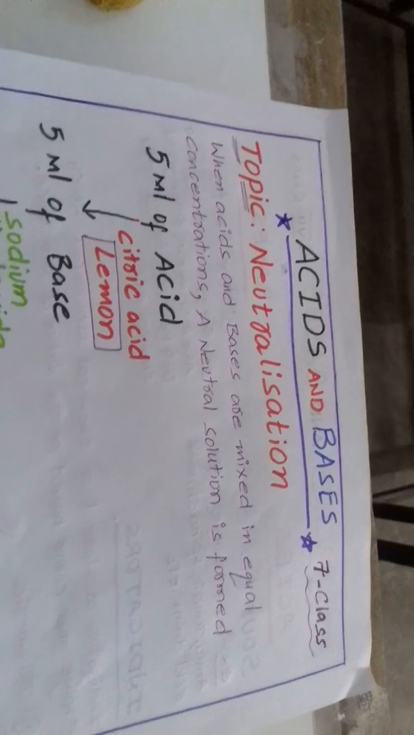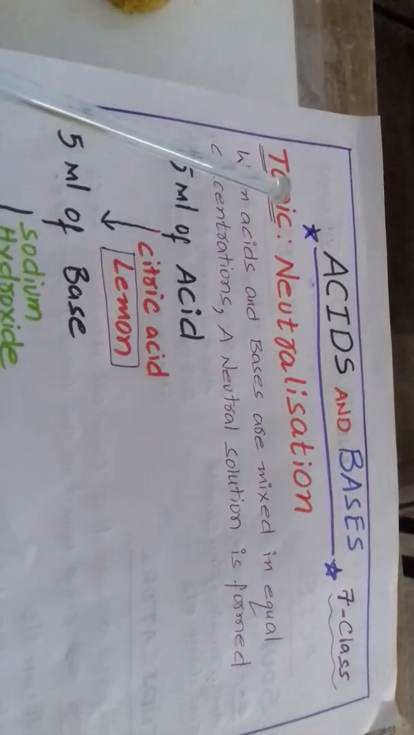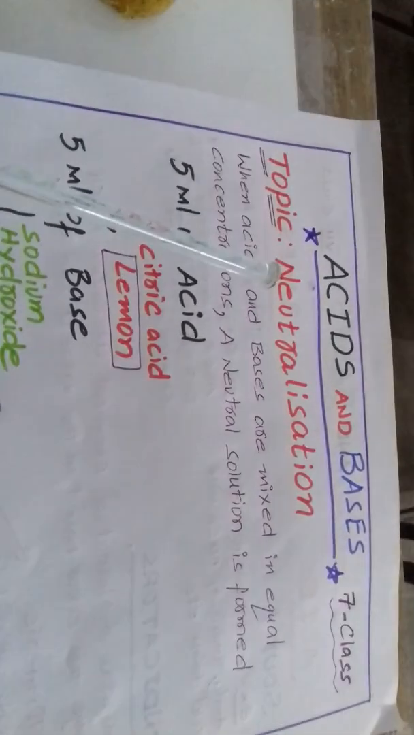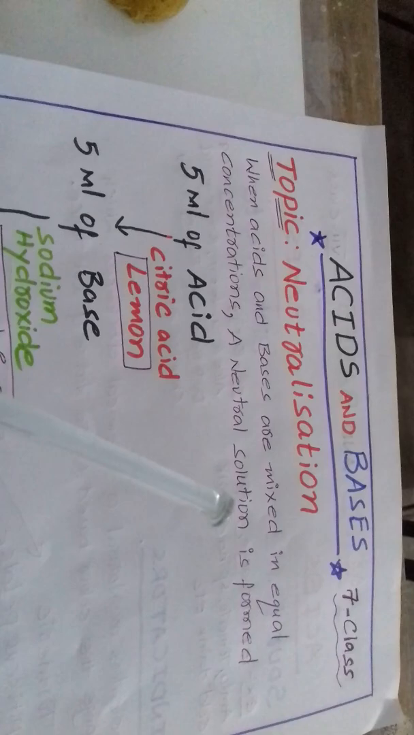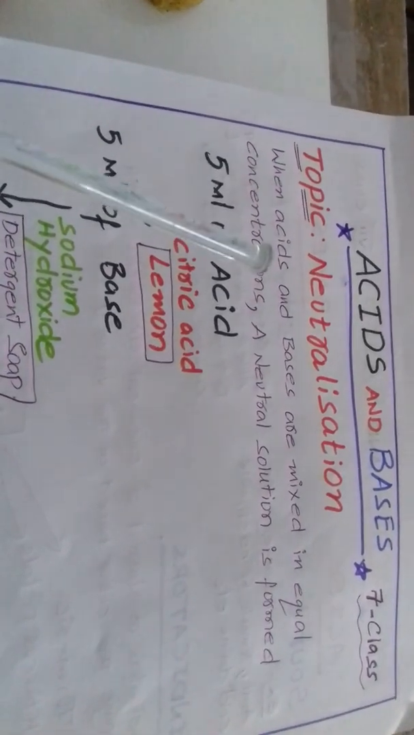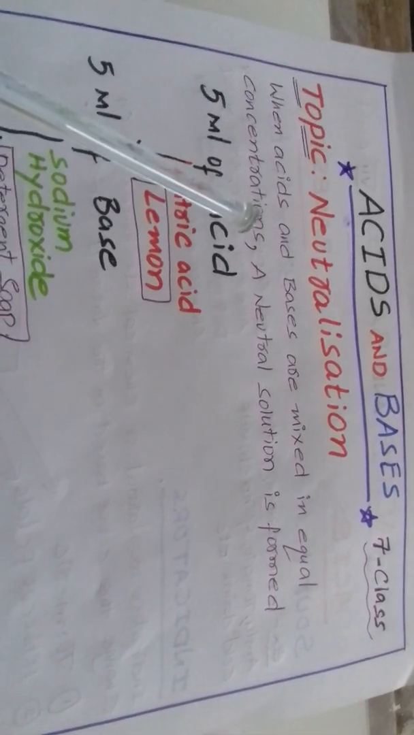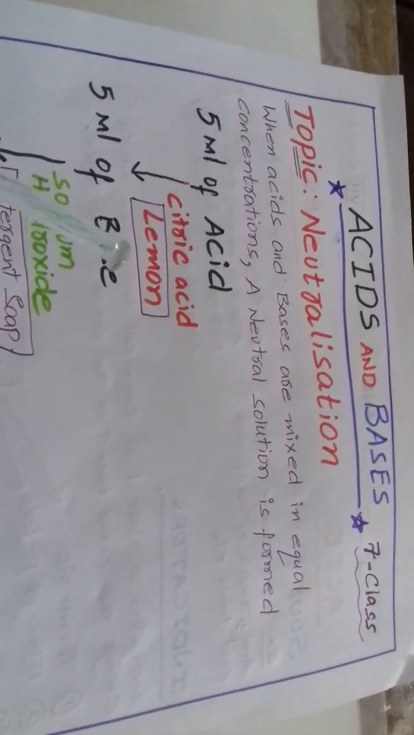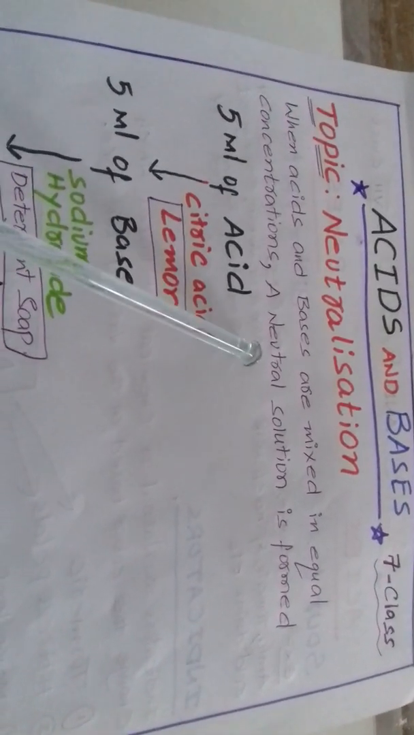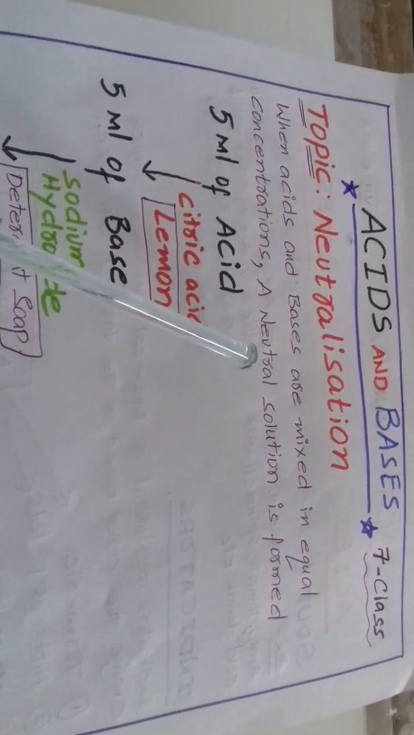Today we continue with the same lesson, acids and bases, but our topic is neutralization. What is the meaning of neutralization? When acids and bases are mixed in equal concentrations, a neutral solution is formed. A neutral solution means it's not an acid and it's not a base.